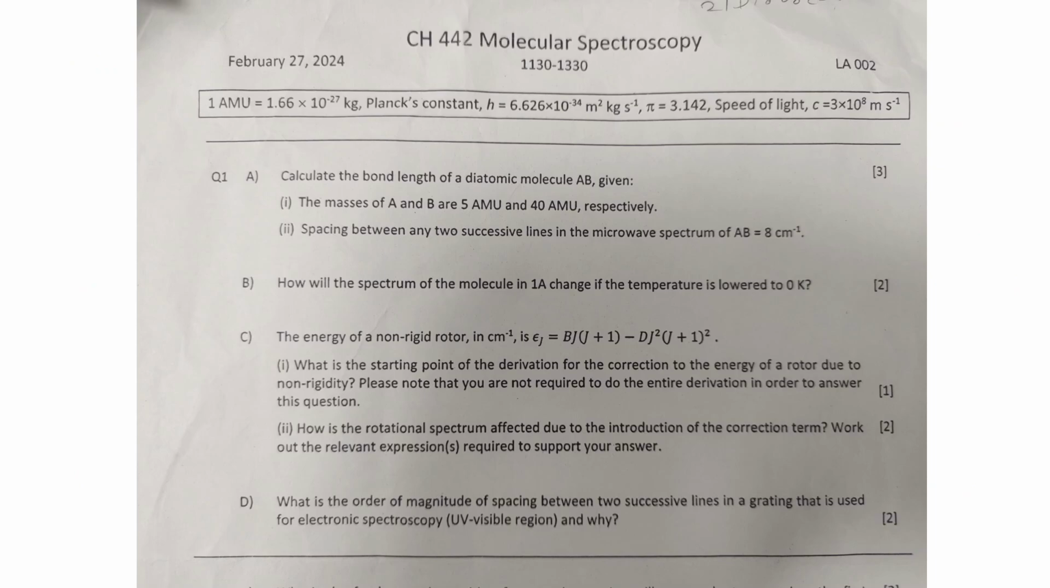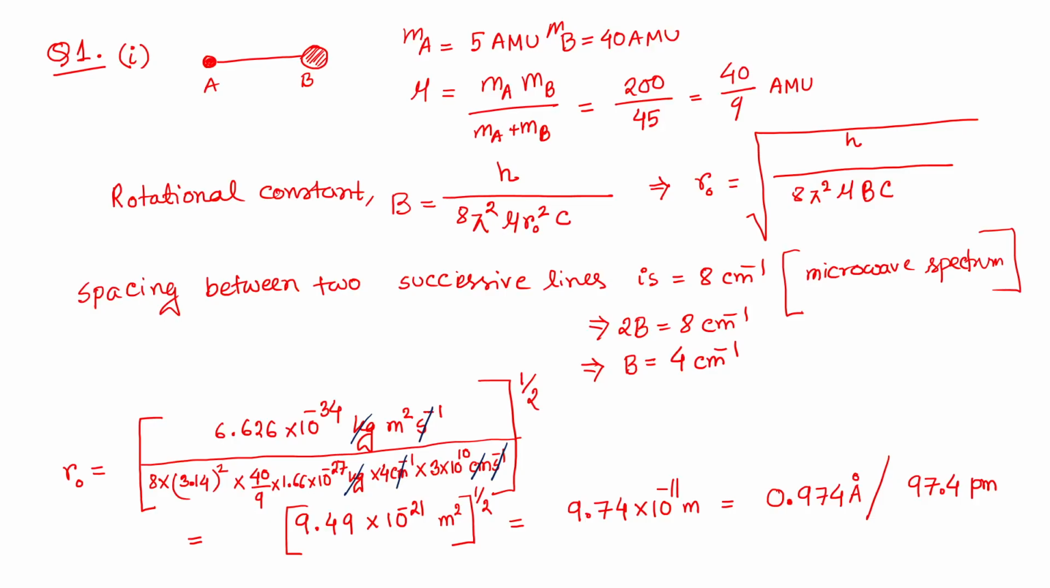Okay, now the second question, question 1AB, is saying how will the spectrum of the molecule in question 1A change if the temperature is lowered to 0 Kelvin? See, right now we have the spectrum. I am not talking about the intensity right now. Suppose I am talking about the intensity. So the gap is 2b, which is 8 centimeter inverse, and there could be multiple intensities.